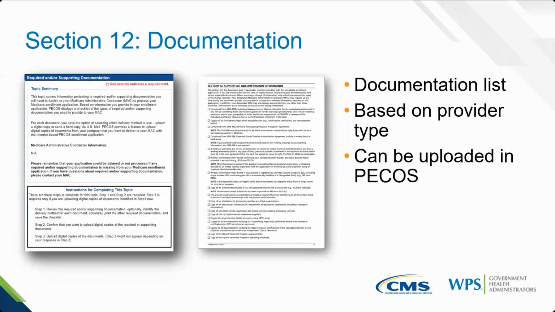Section 12 is a documentation section. From a paper application perspective, this does not need to be completed. It serves more as a checklist. And you'll notice that in PAYGOs, as you fill things out, as you make selections, PAYGOS is going to create a customized list for your provider type of things you may want to submit or that you're going to need to submit along with this application. So you'll want to run through this. It is based on provider type.